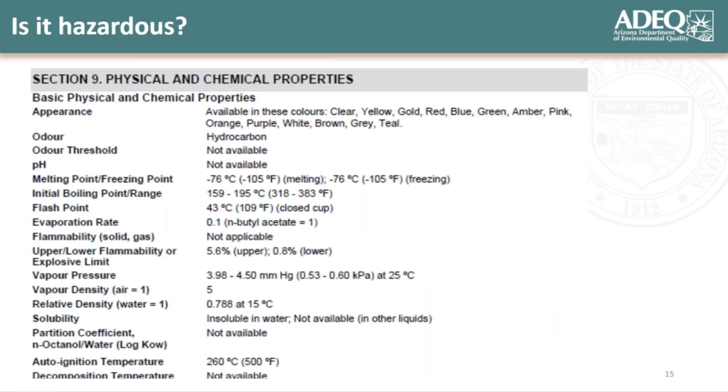Here is Section 9 for a common solvent used in painting, and I would like to give you a minute to determine, based solely on the properties of this material, if it would be hazardous when a waste.